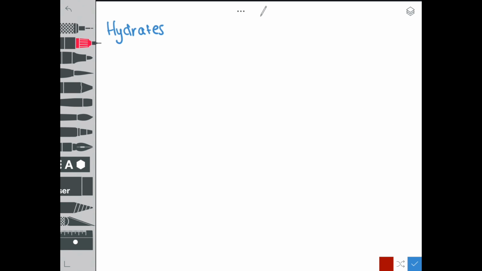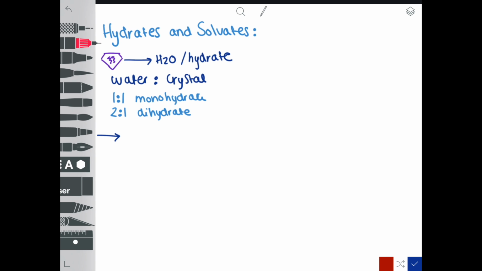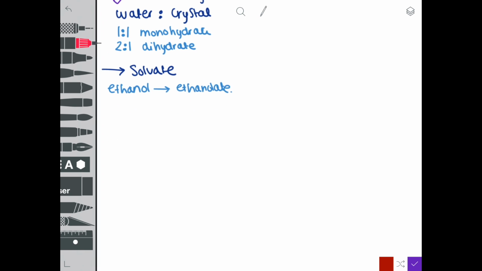Now let's talk about hydrates and solvates, both of which are crystalline solids. Sometimes, during the crystallization process, materials are trapped within the crystal lattice. If the material was water, the resulting crystal is known as a hydrate. Hydrates are ratio-dependent, with the ratio being entrapped water to crystal. Monohydrates have a ratio of 1 to 1, dihydrates have a ratio of 2 to 1, and so on. If the entrapped material wasn't water, the resulting crystal is known as a solvate. For example, entrapped ethanol will result in the formation of an ethanolate.